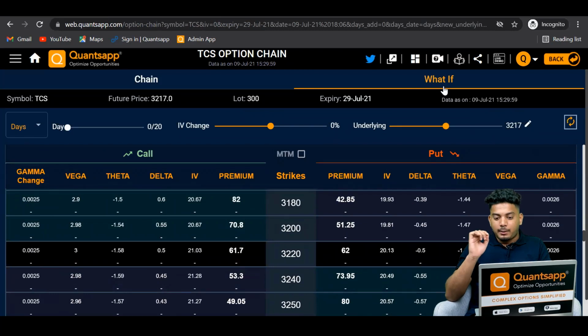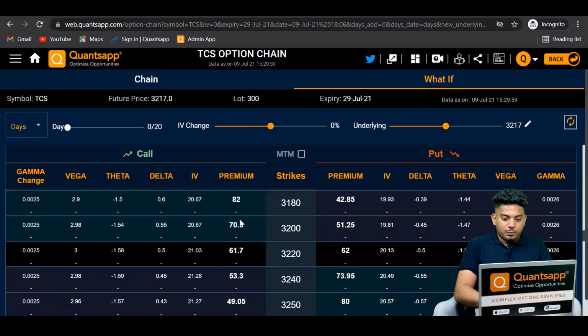So now let's try to understand how this premium is going to react in respect to the movement in the underlying. So I am in the option chain what-if analysis. It would be in the chain tool itself, wherein we can do some simulation and it would be a crystal clear picture, I would say. Now let's say the price right now of the 3220 call option is 61.7.